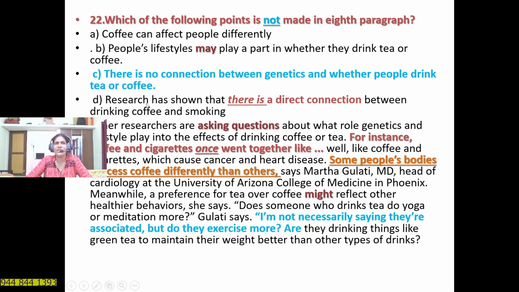So it is mentioned. Research has shown there's a direct connection between drinking coffee and tea and smoking. Yes, they talked about smoking. They said here, for instance, coffee and cigarettes once went together, which cause cancer and heart disease. They talk about it. But there is no connection between genetics and whether people drink tea or coffee. Nothing about genetics they talked. So genetics is not mentioned in this paragraph. So answer C is the correct answer. Is that clear?